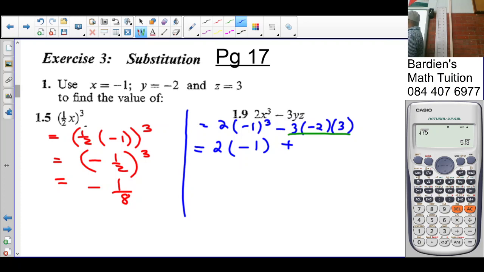Positive 18. Remember, if there's no sign, it's a positive. Okay. What's positive 2 times negative 1? Plus 18. What's negative 2 plus 18? 16. Okay. Any confusion? Yes, Michael.